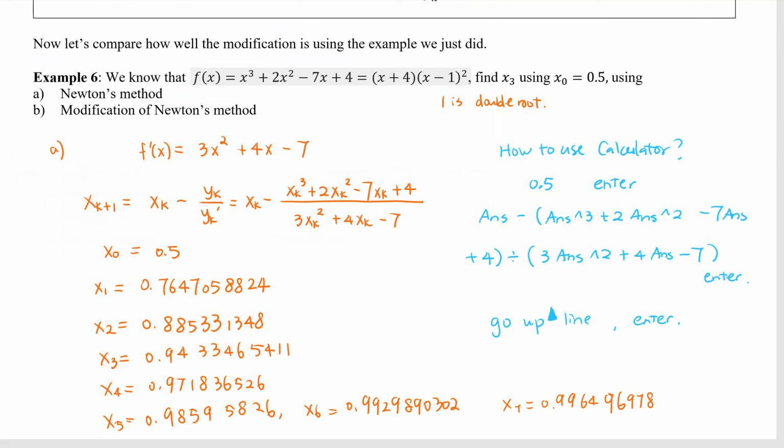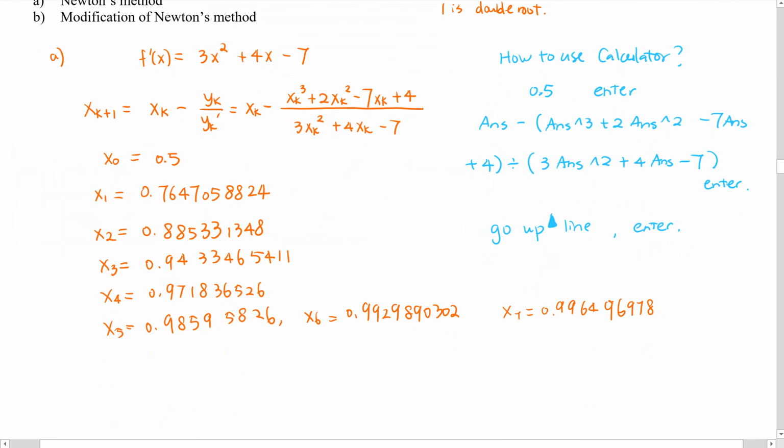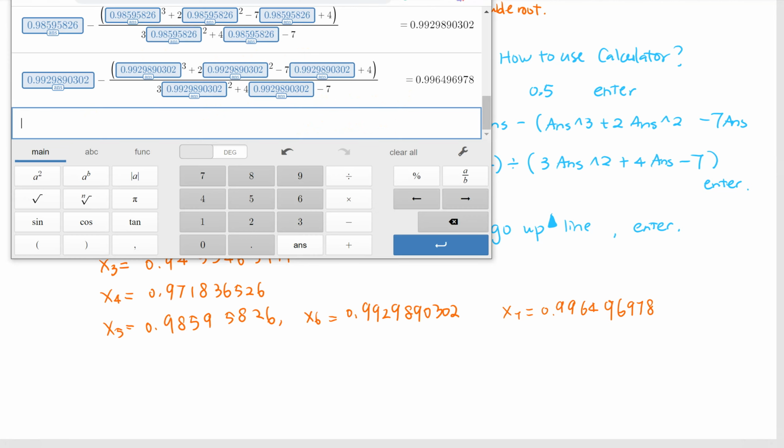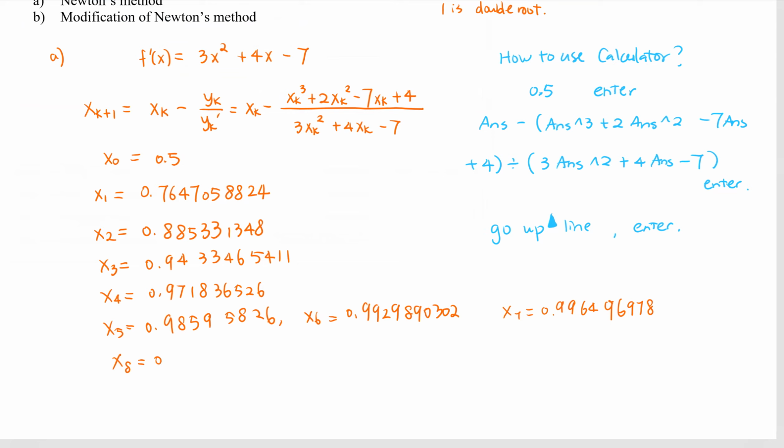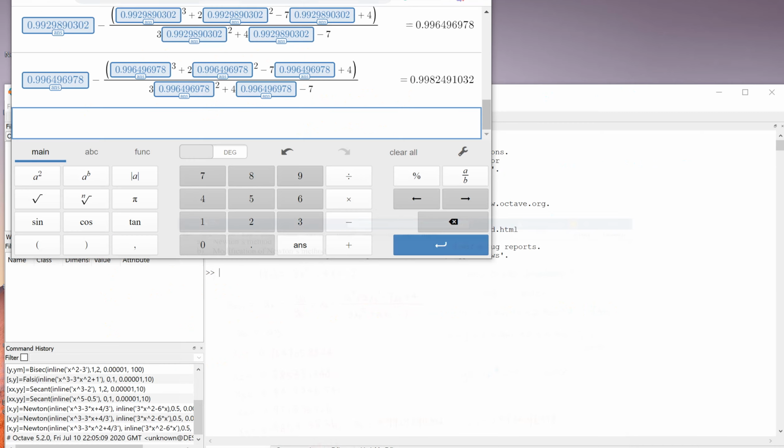So far so good, everybody. Let's just do one more. 0.9982491032. Okay, so you can see it's converging, but it's converging very slowly, right? Okay, now let's do the modified Newton's method.